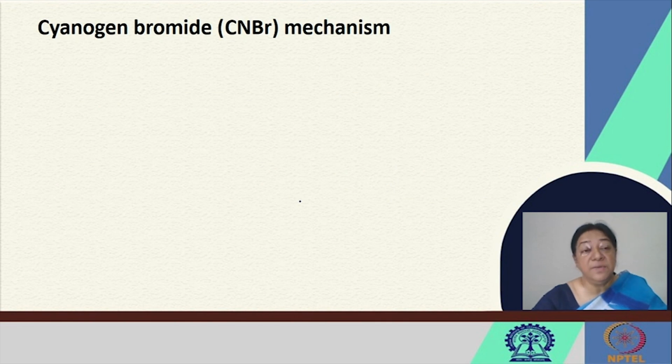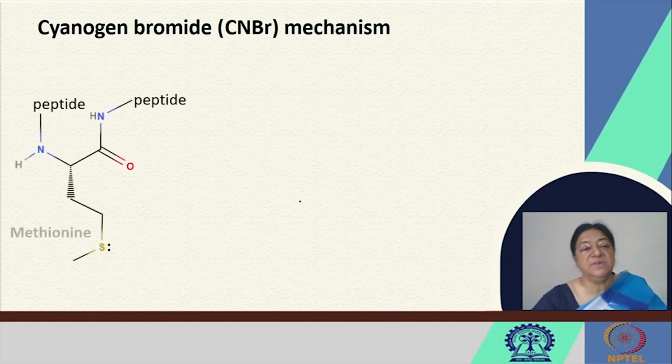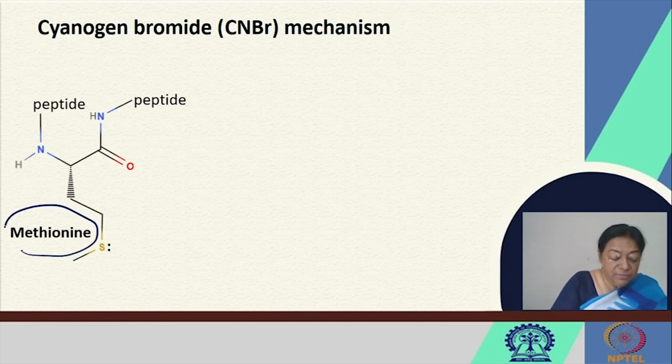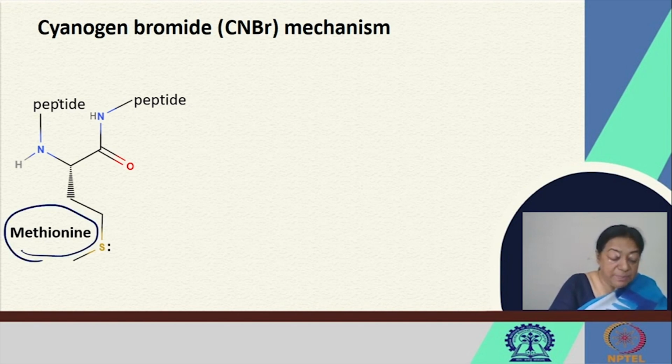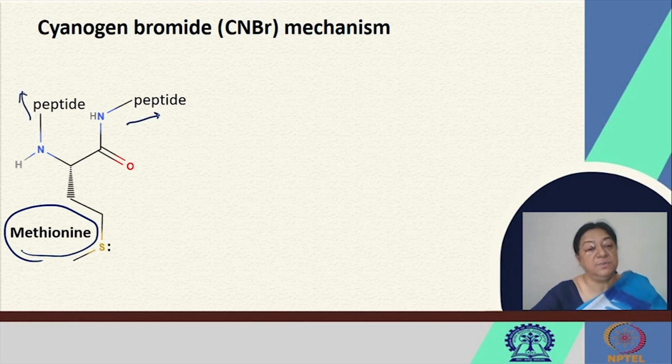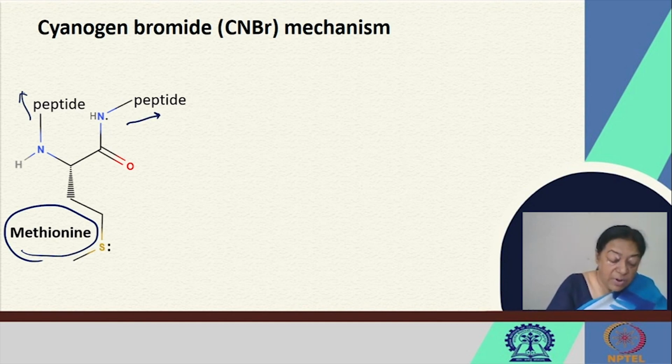So we have another mechanism. This is a chemical cleavage that works on methionine in the formation of what is called a lactone. Now we have our peptide. So this is the N-terminal side of our polypeptide chain, and this is the C-terminal side of the polypeptide chain. And we know that we have our specific peptide bond, and this is the methionine side chain.